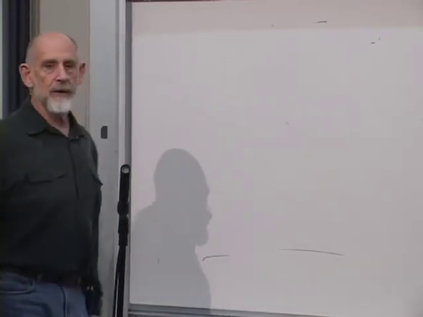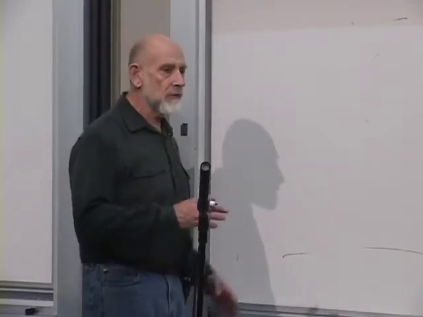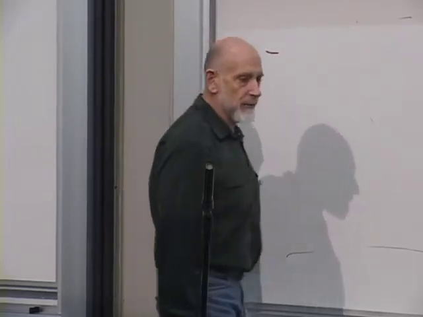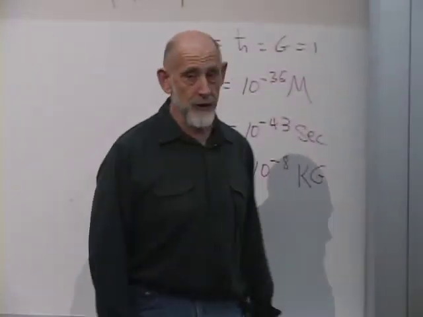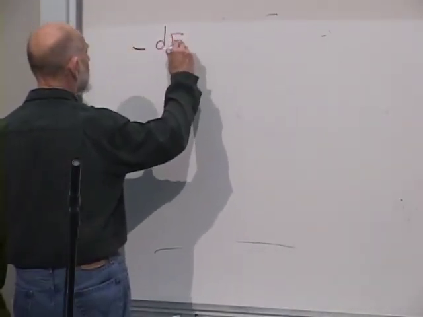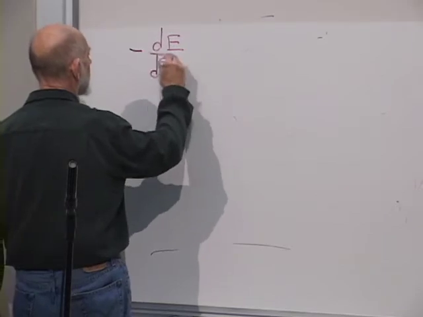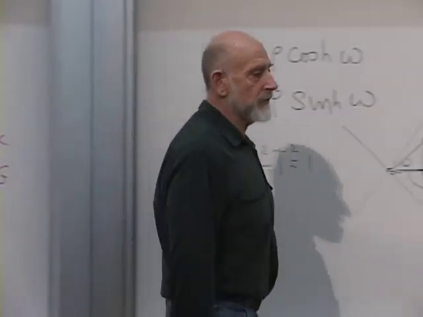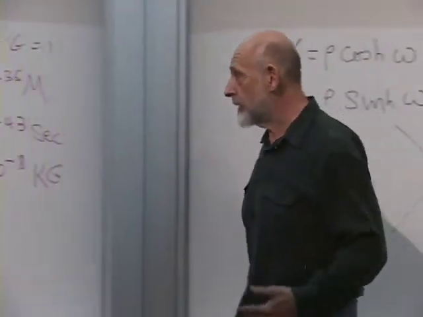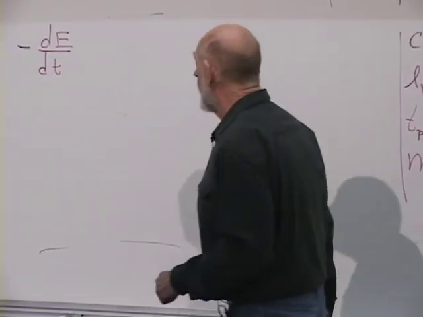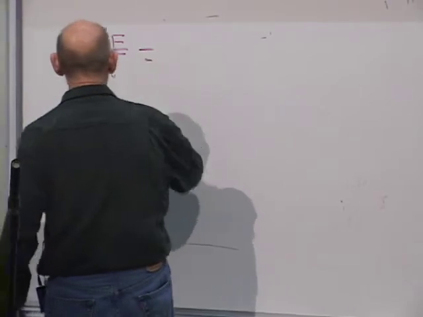All right, let's talk about the formula for the luminosity of a warm body. The luminosity is the rate at which it loses energy. So we can write it as minus, only because the object is losing energy, minus the rate of change of the energy of the object, dE/dt. It's losing energy, so dE/dt is negative, and minus dE/dt is positive. All right, what is that?